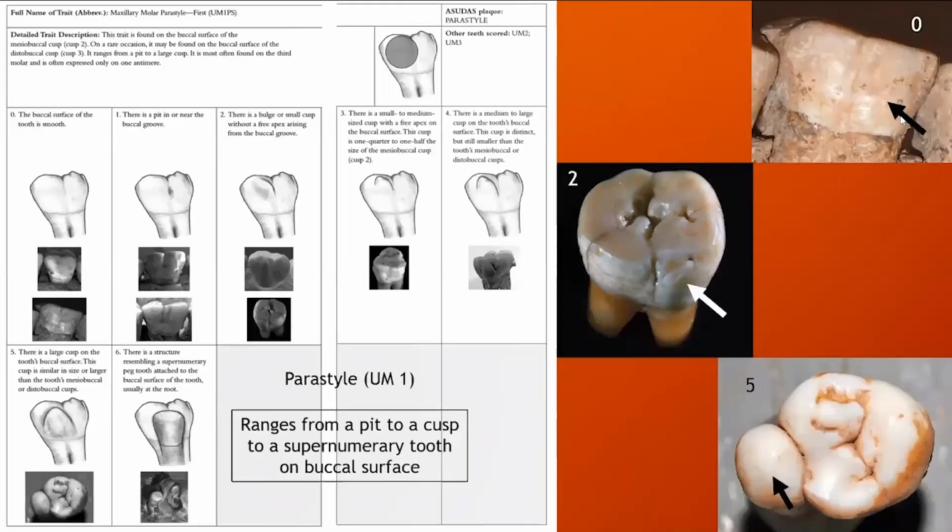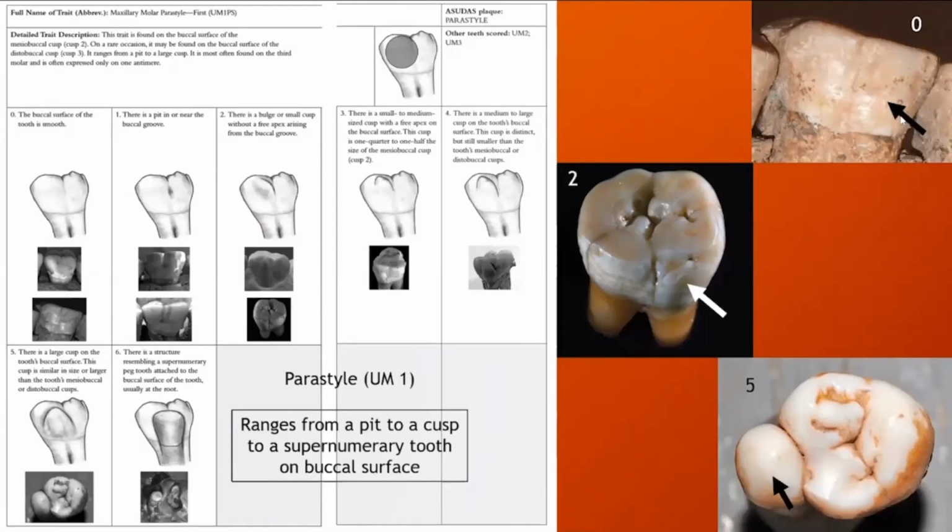It's scored on all 3 teeth, but we're going to look at the first molar initially. It starts off with, once again, a smooth surface if it's not there, a 0, ranges to a pit, which is the first score, and then slowly grows from a little bulge all the way up to potentially a full-blown cusp, or even something that resembles a supernumerary or peg tooth. So we have quite a range of variation in how we can score this.